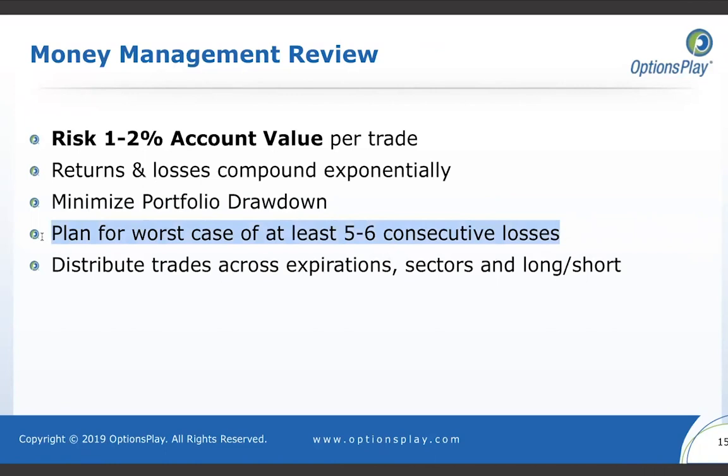You generally want to plan for a worst case of having at least 5 to 6 consecutive losses. And that means 5 to 6 distinct groups of trades. You don't want to group 5 trades that are all in the same expiration as 5 consecutive losses. That's really only 1 consecutive loss. And you want to distribute your trades across expirations, sectors, and even long and short to spread that risk around so that you reduce your risk of actually getting those 5, 6, 7 consecutive losses in a row. So that's just a quick summary of what I'm here to teach you guys today. Like I said, this is quite different from what we normally do.